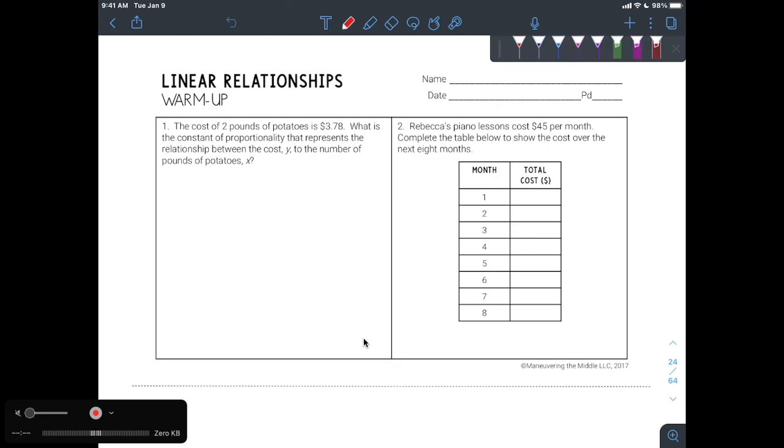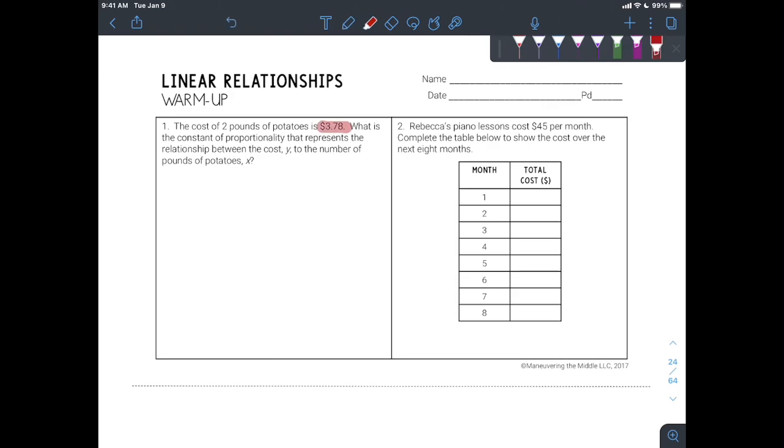All right, so let's go ahead and take a look at today's warm up. For question number one, it says the cost of 2 pounds of potatoes is $3.78. What is the constant of proportionality that represents the relationship between cost y to the pounds of potatoes x?